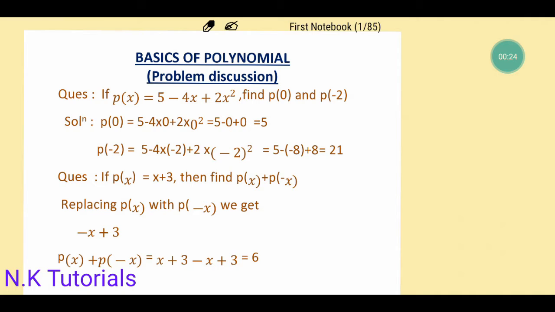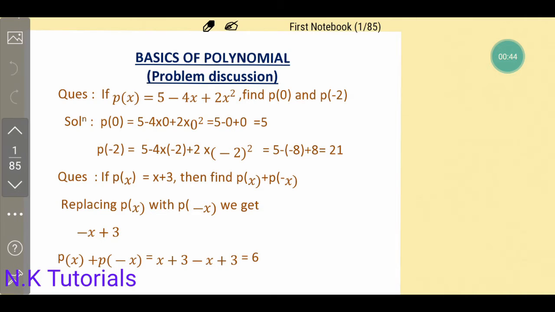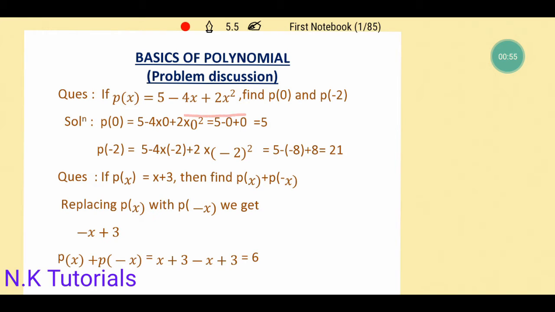We are going to discuss problems based on the basics of polynomial. If you haven't seen the video on the basics of polynomial, just go through it. After that, see these problems. Okay, let's move on. The question says: if p(x) is equal to 5 minus 4x plus 2x square, then find p(0) and p(minus 2).